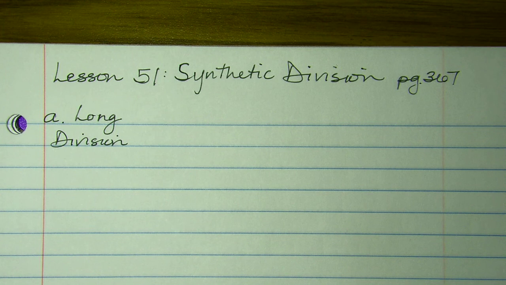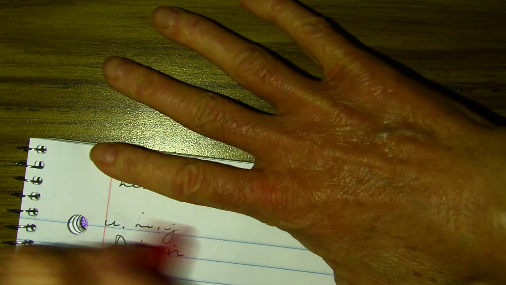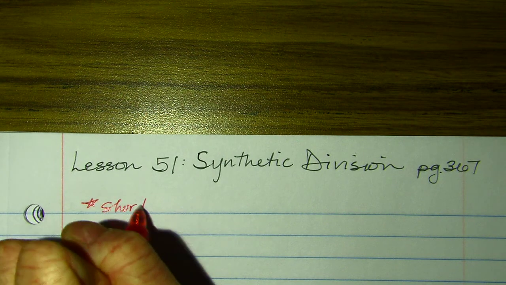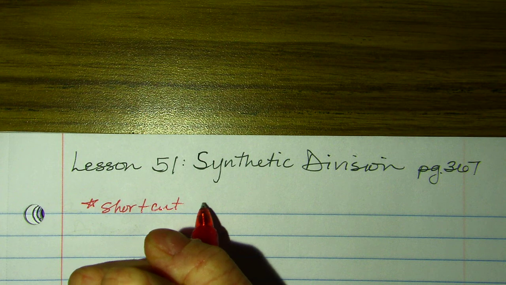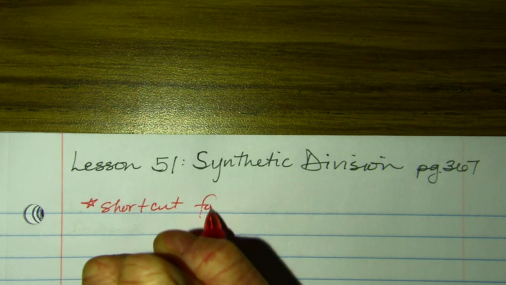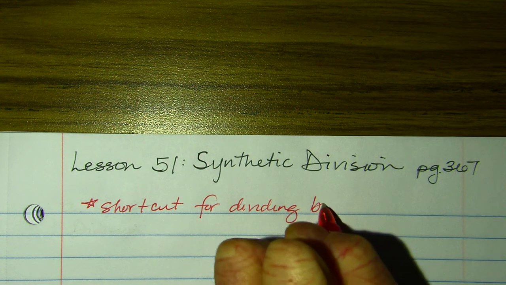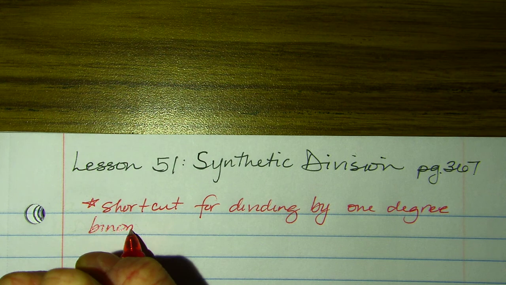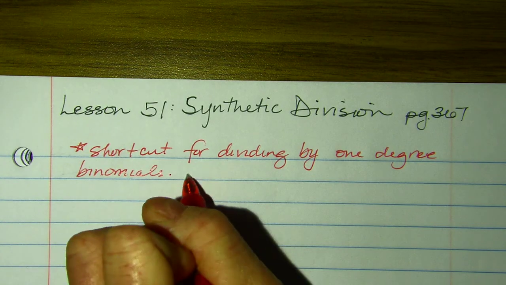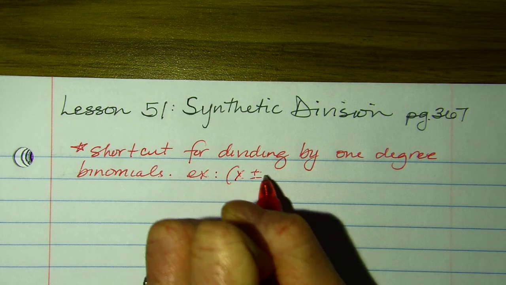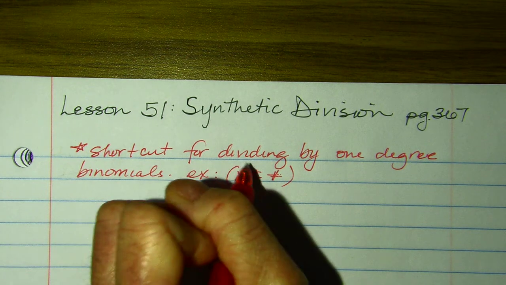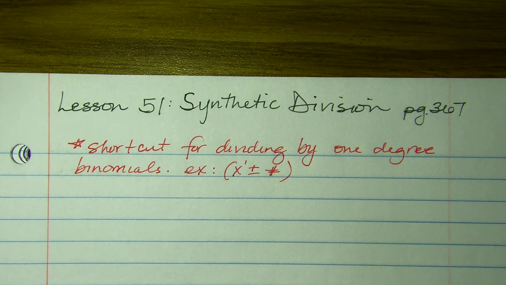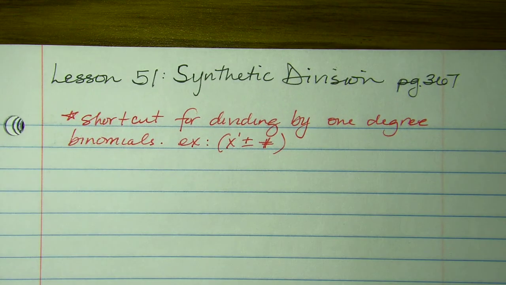So synthetic division, and you know what, I should erase this. Synthetic division is a shortcut to long division, so it's a shortcut for dividing by 1 degree binomials. What I mean by that is this method only works when you're dividing by x plus or minus a number. It will not work if the degree of x is greater than 1. So this method is a shortcut, but you can only use it for binomials. That is why I had to teach you long division, because sometimes long division is needed.